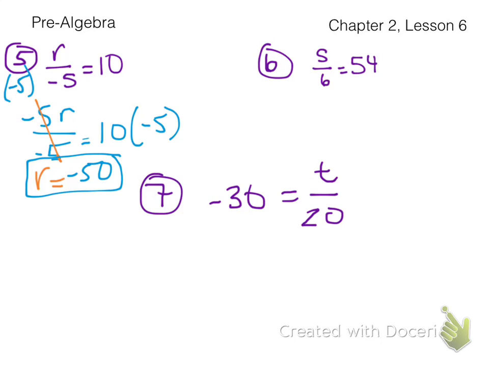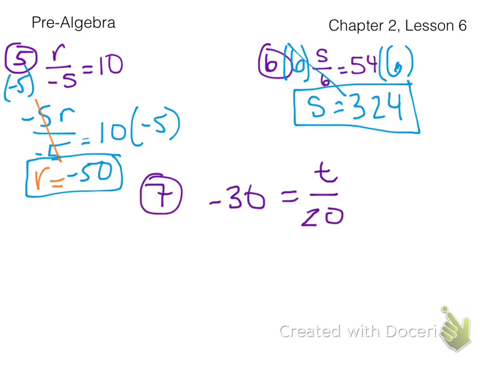So, number 6, we have s divided by 6 equals 54. What's the opposite of dividing by 6? That would be multiplying by 6. Got to do it on both sides. And that's going to cancel out, because 6 over 6 is 1. s is equal to 54 times 6, which is going to be 324. If you divide 324 by 6, you're going to get 54.